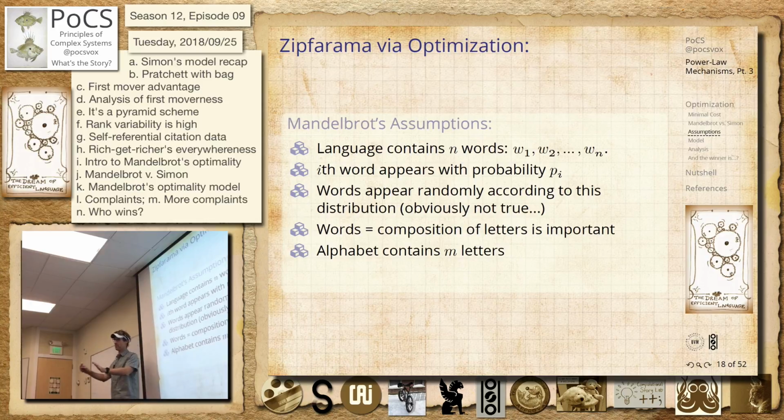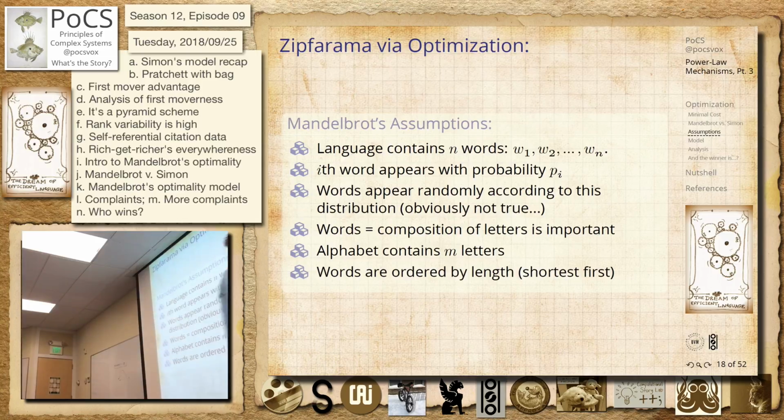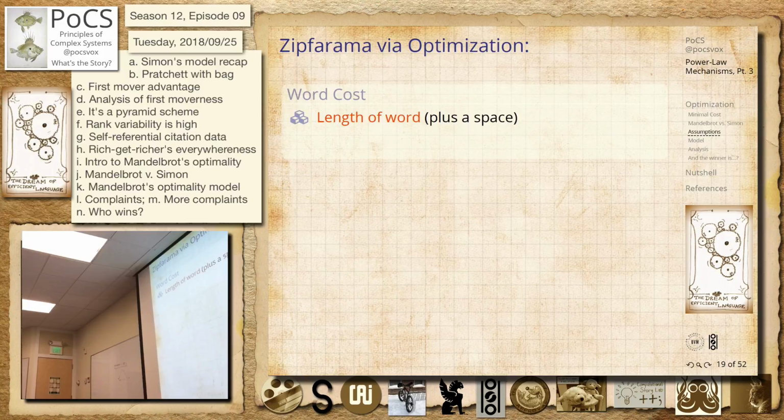So this is stepping away from cities and all those other things that Simon was trying to connect in as well. This is very language specific. So we're going to assume we have M letters, and then words are going to be ordered by shortest to longest, and the most probable one will be the shortest. And so you can look at this too as short words more frequently occurring and so on. There have been lots of arguments about that, which was maybe surprising.